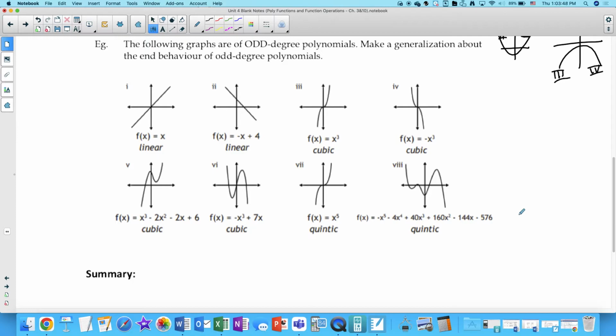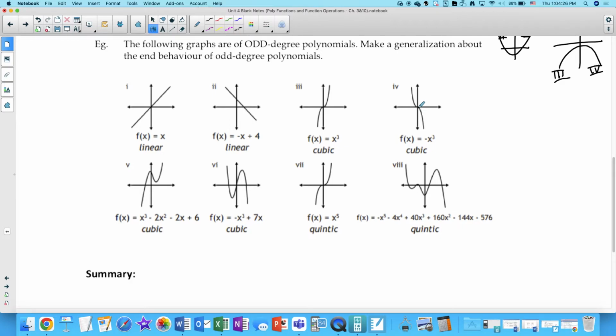Does anyone know what that point is called? It's called an inflection point, where it inflects and goes the other way. Not important at this stage, but we'll talk about it next semester if you take more math. These ones have some bumps along the way, right? With the end behavior, we're concerned about the ends. We don't really care about the bumps along the way for now. So we can still make the same generalization around the end behavior, even if there's different stuff happening in the middle. Okay.